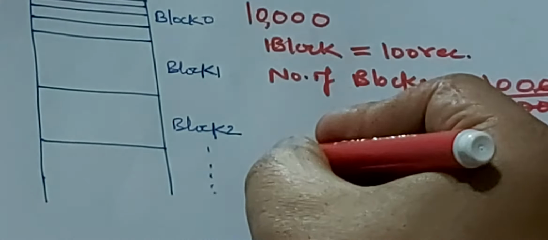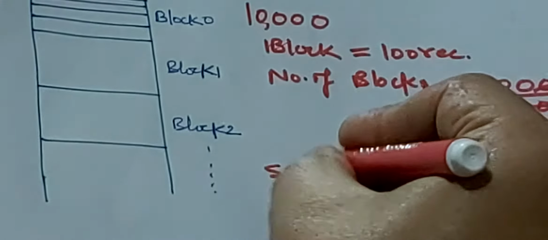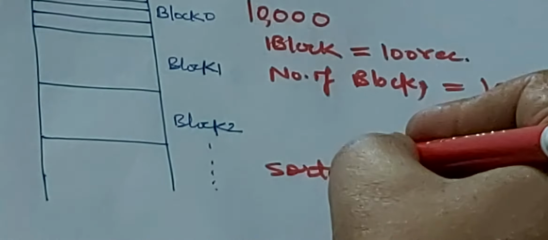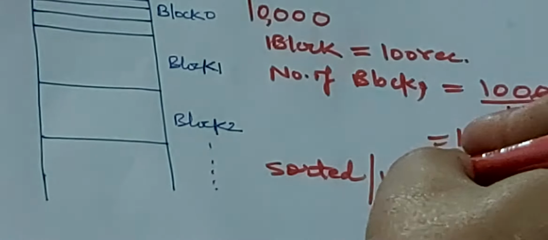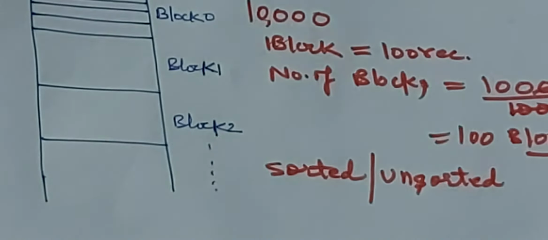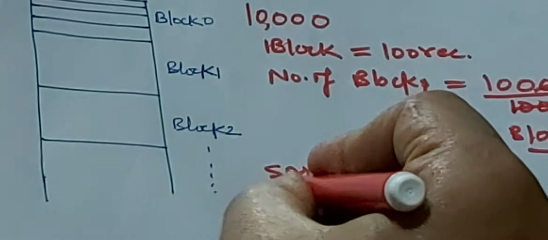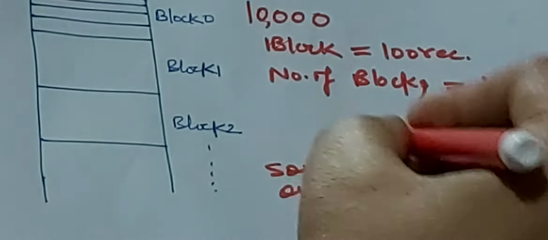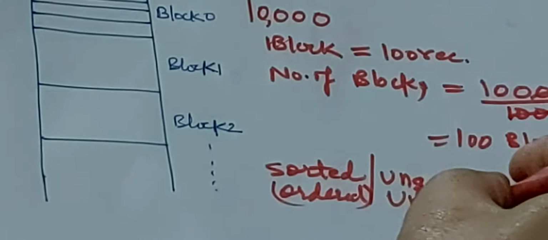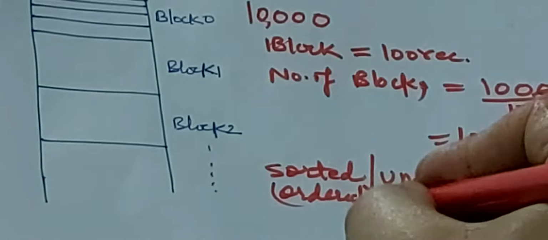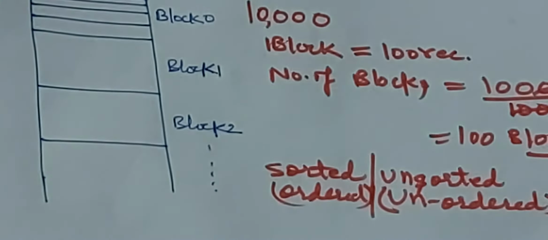It can be sorted or unsorted. It can be in sorted or unsorted form. ठीक है ना? Sorted means ordered, or unordered. Sorted, unsorted, ordered or unordered form.